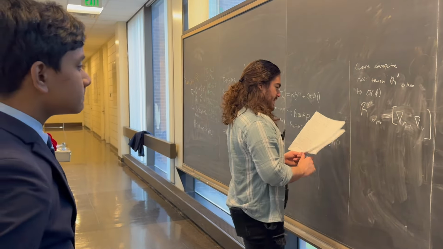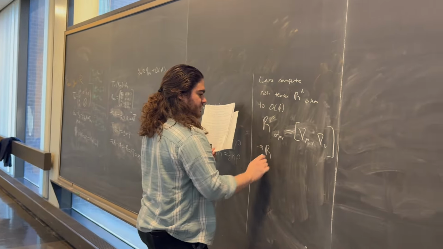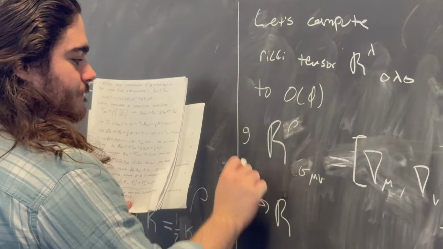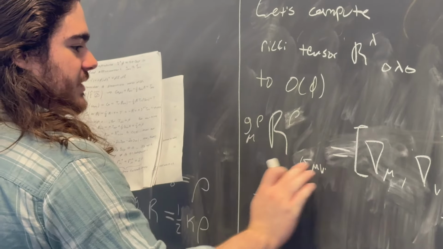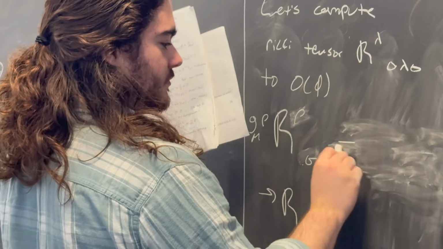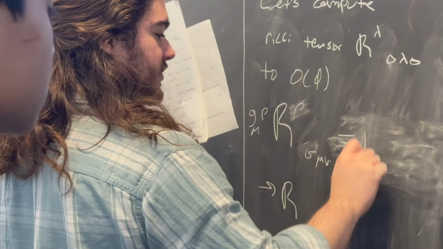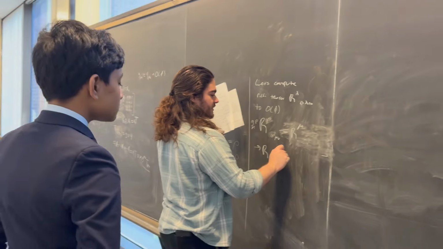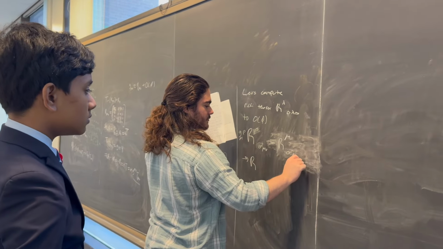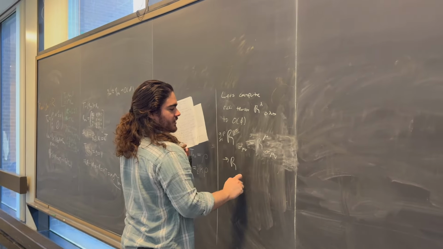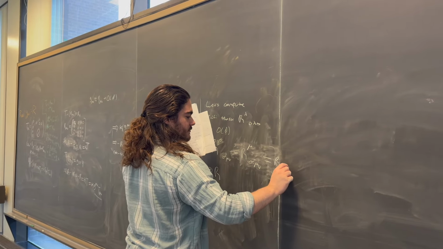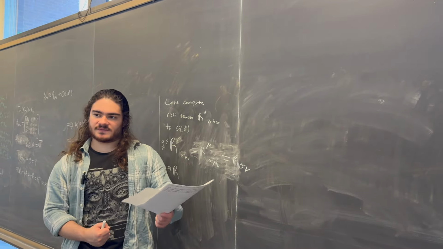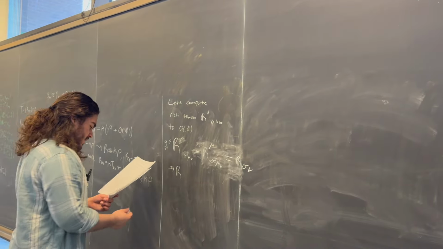But when you contract these two indices here, when you multiply by g mu rho, to get the Riemann curvature tensor, or excuse me, the Ricci tensor, because the Ricci tensor is defined as contracting the first and third indices here. That long formula on the covariant derivatives gets contracted, because remember, there's a bunch of Christoffel symbols within there.